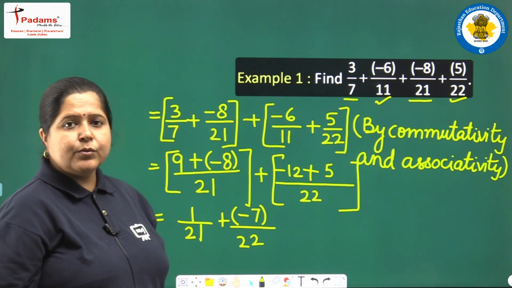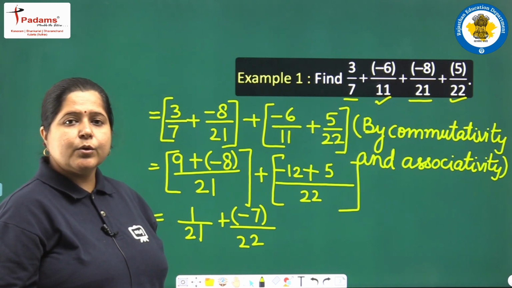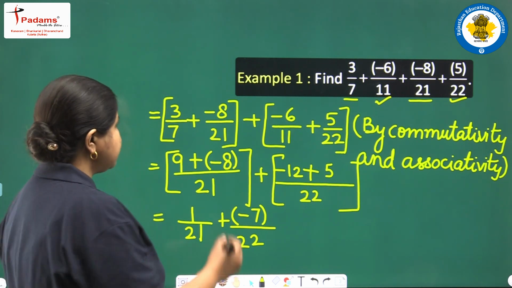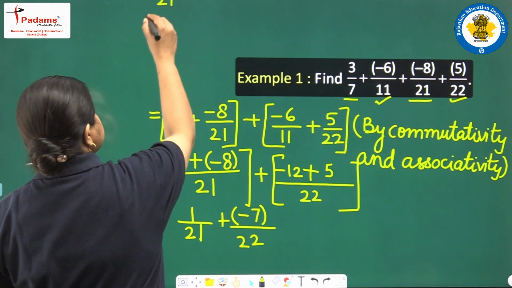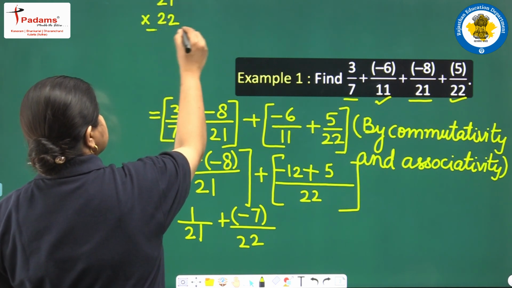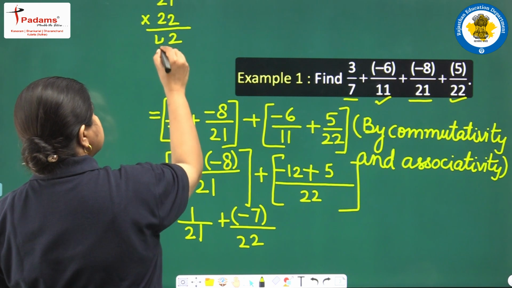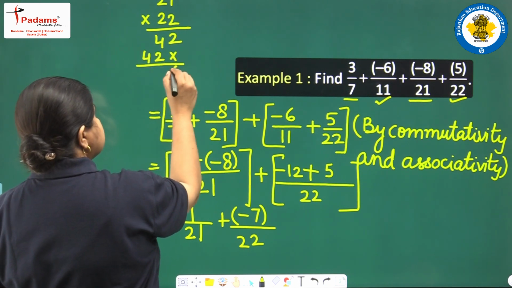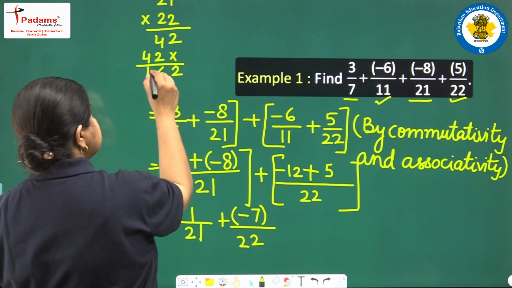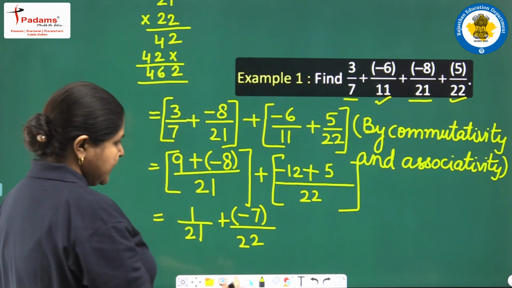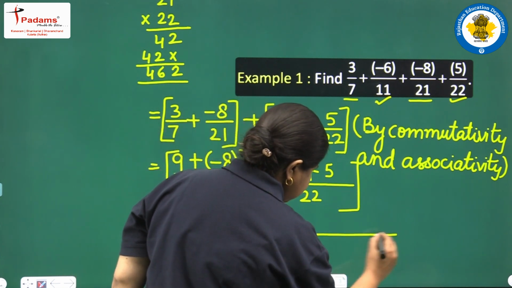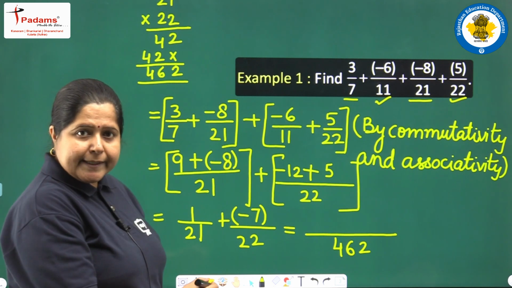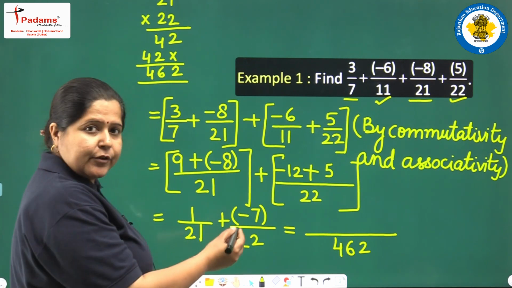21 and 22 are co-prime numbers. So, their LCM we will get by multiplying both of them. Let us multiply 21 into 22. 2 1s are 2, 2 2s are 4. Again 2 1s are 2 and 2 2s are 4. This will give us 462 as the LCM. Let us write it in the denominator 462. To get the numerator, we will multiply in cross.